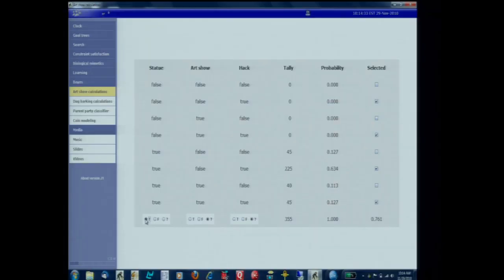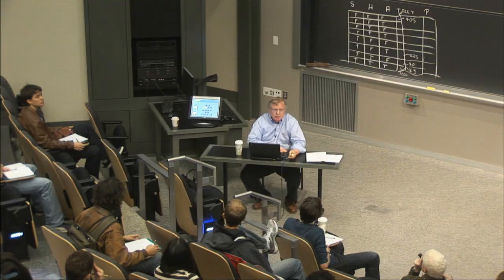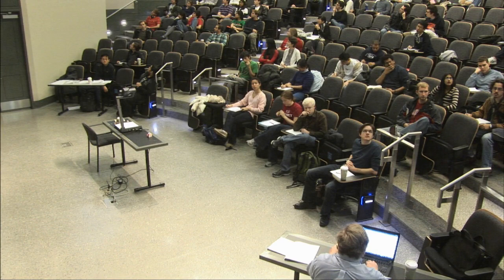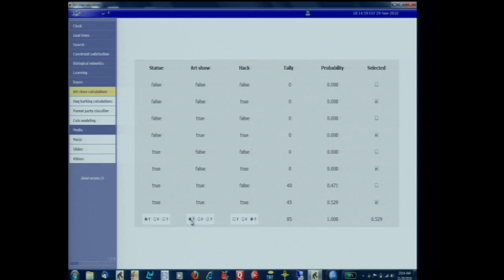But you can ask more complicated questions, like, for example, what is the probability of a hack given that there's a statue? That would be limiting the calculations to those rows in which the statue thing is true. And then what I get is 0.781. Now, what do you think would happen to the probability that it's a hack if I know that there's an art show? Will that number go up or down? Let's try it. It went down. That's because the existence of the art show explains why the statue might be there.